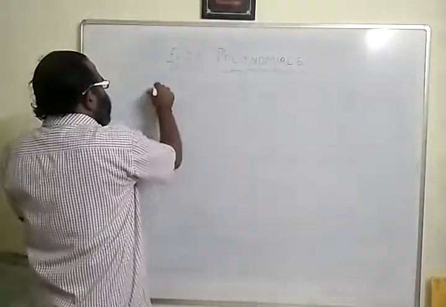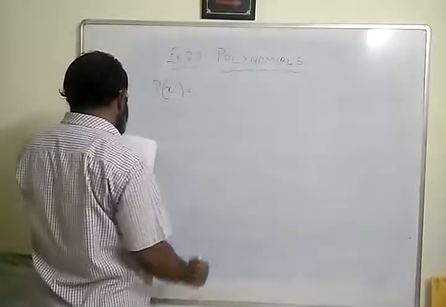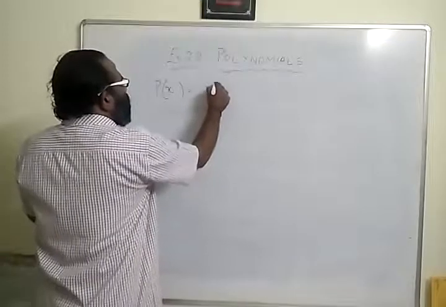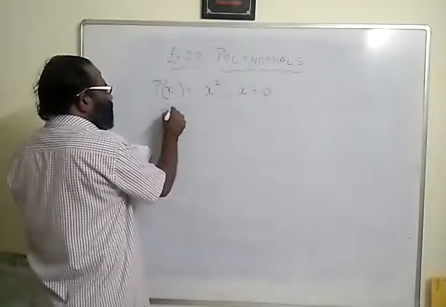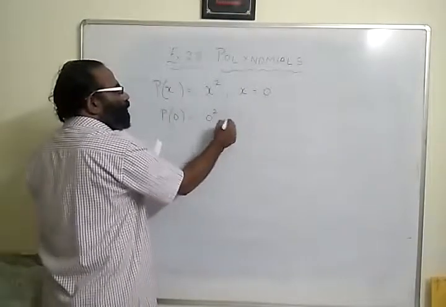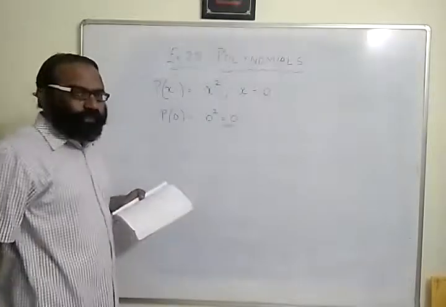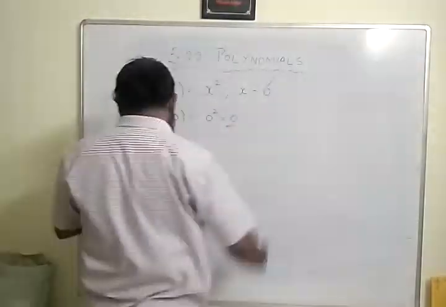So the next one is P of x equals x squared, x is equal to 0. So this is a pretty simple one. So P of 0 is equal to 0 squared, which is equal to 0. Therefore 0 is a zero of the polynomial. Yes, so this is yes.